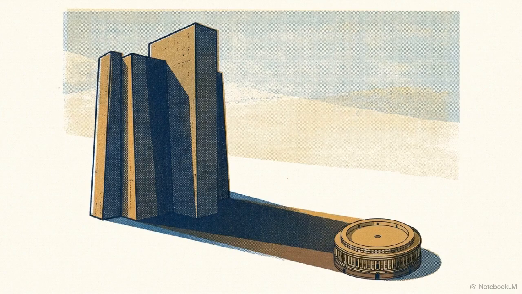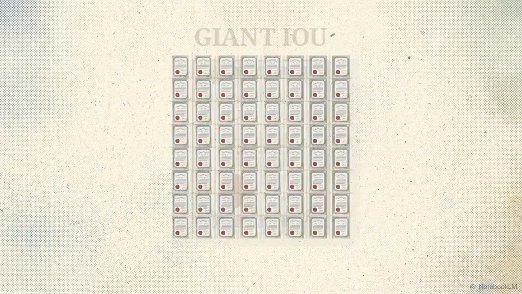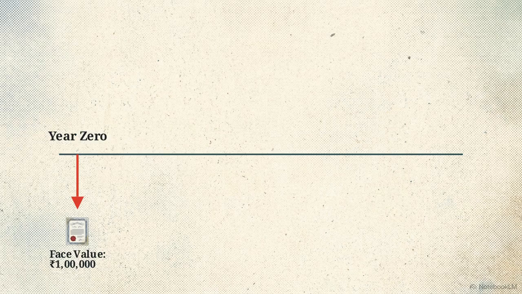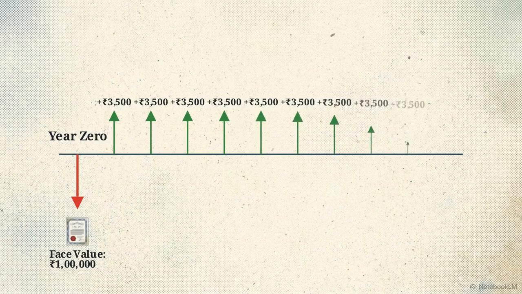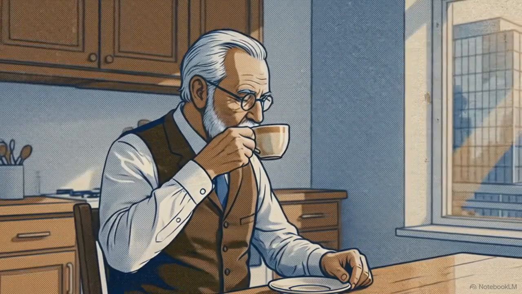Instead of taking one massive loan from a single bank, the government writes a giant IOU and slices it into millions of tiny, manageable pieces for anyone to buy. This timeline tracks the cash flow of a single investor. At year 0, you purchase a piece of this debt by lending a principal amount, often called the face value. Let's say 100,000 rupees. In return, the government agrees to pay you a fixed interest rate, known as the coupon. If the coupon is 7%, the government pays out 3,500 rupees every 6 months. This continues until a predetermined future date called maturity. On that day, the government returns your original 100,000 rupees in full.